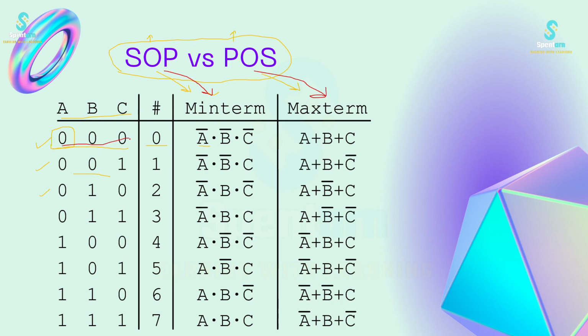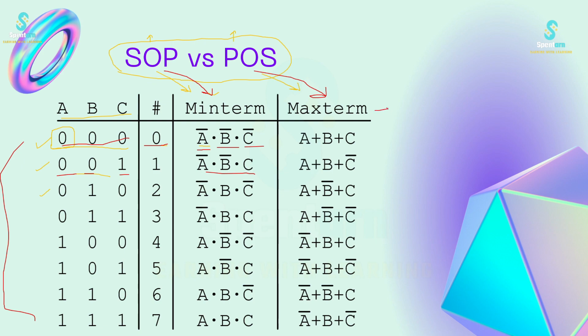So for the 000 format, for representing the 0 decimal value, we will have A bar, B bar into C bar. It is the SOP form, right? Now for the 001, we will have A bar, B bar into C, not C bar this time because C is 1 here. Okay, so we have written this one down. Similarly, you can write down all the values like this.